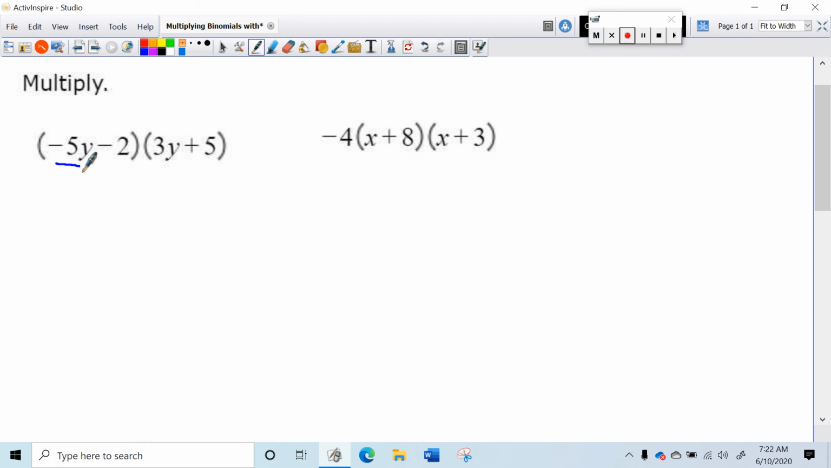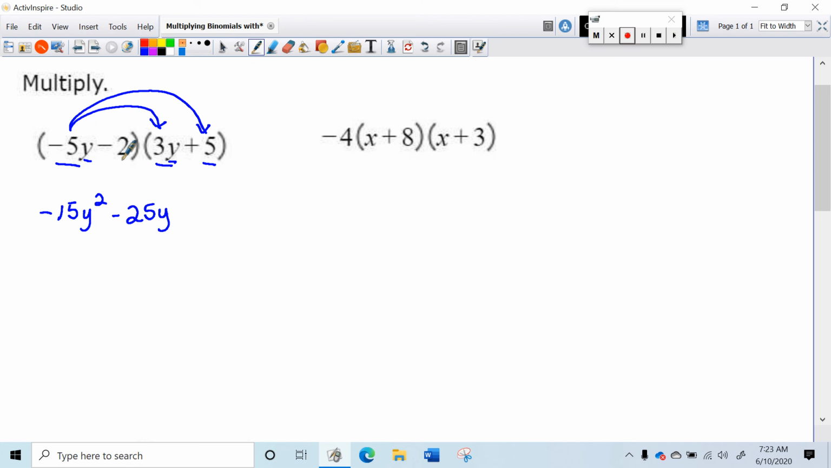I'm going to take the negative 5y and distribute it to everything in the other set of parentheses. So you multiply the numbers. Negative 5 times 3 is negative 15. You total up your letters. So I have 1y here, 1 here. That's a total of 2. Then you go to the next term. Negative 5 times 5 is negative 25. And for that set, I just have 1y.